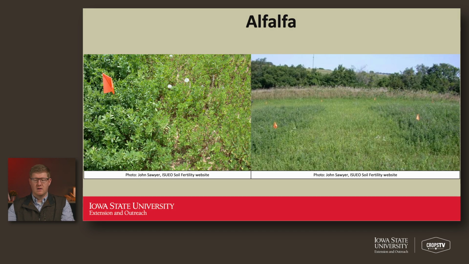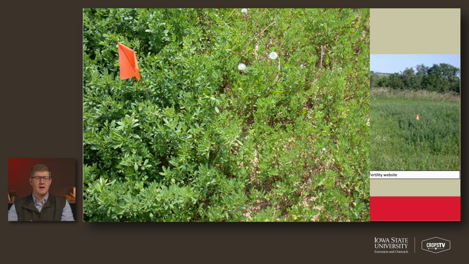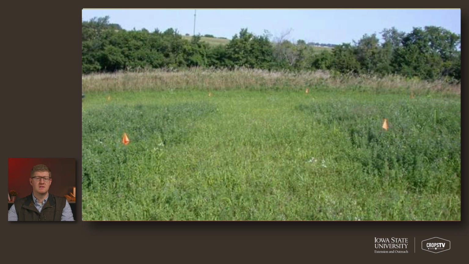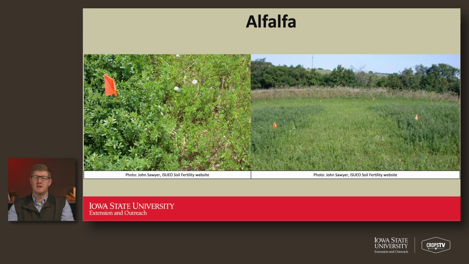And then finally, we have alfalfa. In the picture on the left, where the orange flag is, that is alfalfa that is not deficient in sulfur. And on the right-hand side is where we do have that sulfur deficiency. The picture on the right is actually a zoomed-out version of the photo on the left. So you can see that stripe of alfalfa in the middle that is suffering from sulfur deficiency: the yellowing of the leaves, the stunted plants. You can really see that the plants here are much shorter than those where there were sufficient amounts of sulfur.